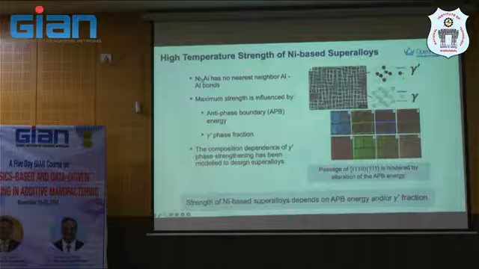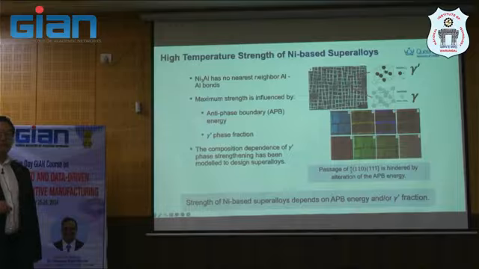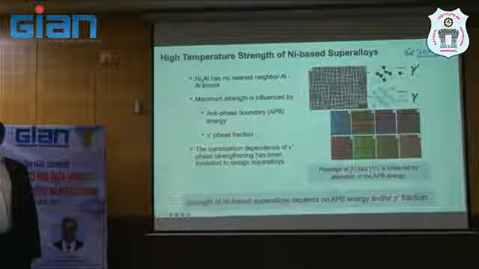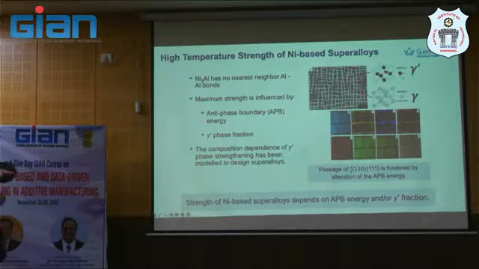This will need to take into account the strength of material, which links to the APB energy and gamma prime fraction, which is some equation before. This may be calculated from first principle calculation with the new composition of material. Again, we link the lower length scale to the alloy design or material informatics here.